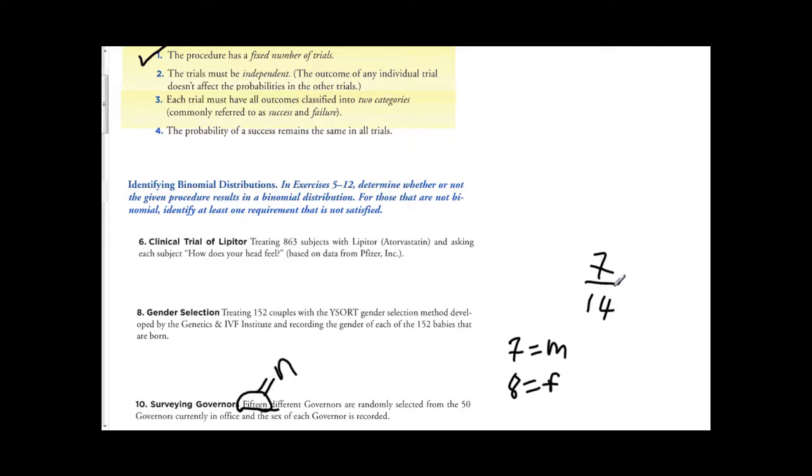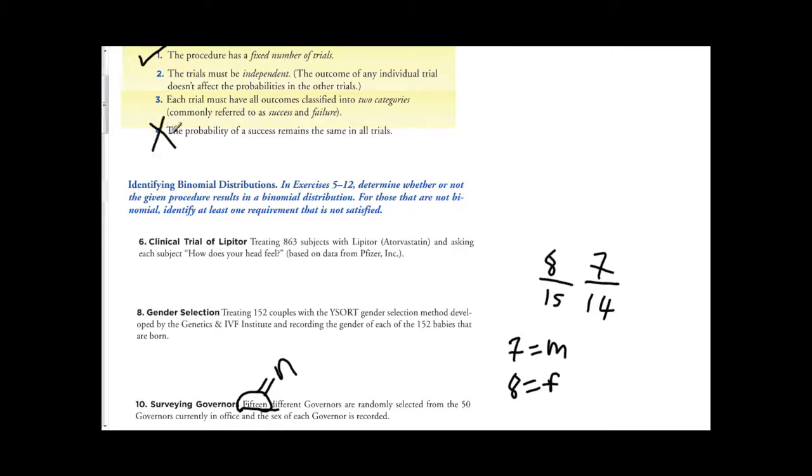So the new probability on the second trial: the first trial would be 8 out of 15, because there would be 8 female governors out of a total of 15 governors. But on the second trial, there would be 7 out of 14. And we would see that the probability of getting a female governor would change from trial to trial, so we would not meet this criteria.